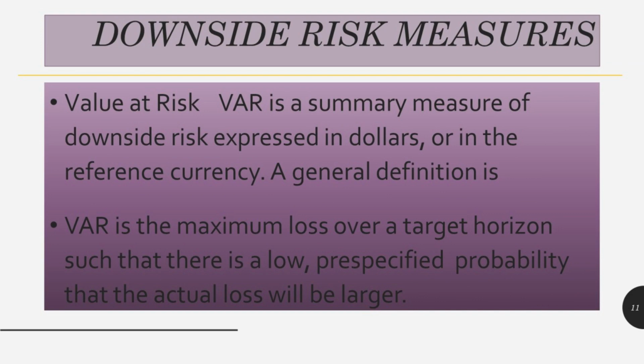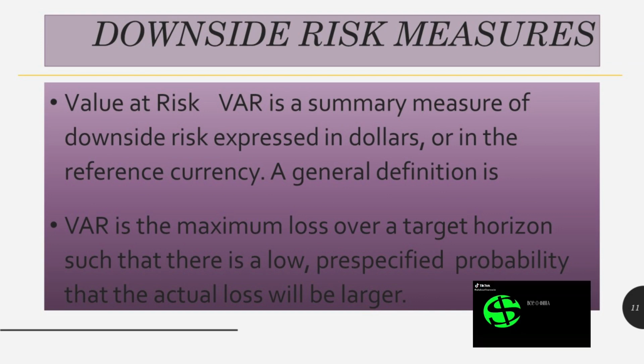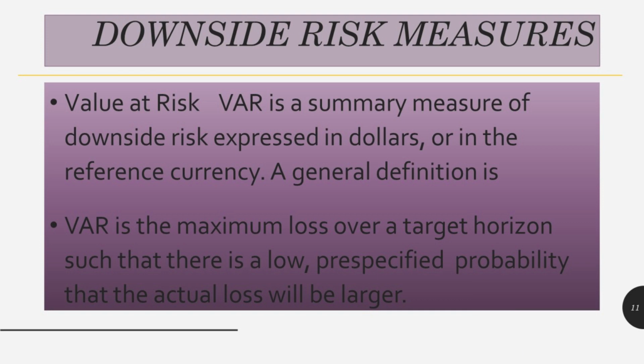Then, value at risk, VaR, is a summary measure of downside risk expressed in dollars or in the reference currency. A general definition is: VaR is a maximum loss over a target horizon such that there is a low perceived probability that the actual loss will be larger.